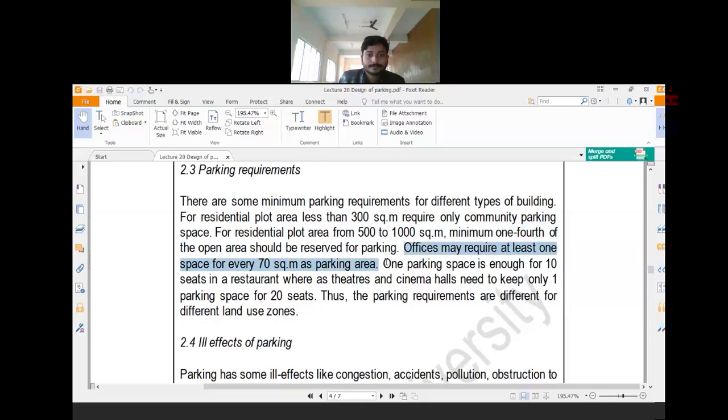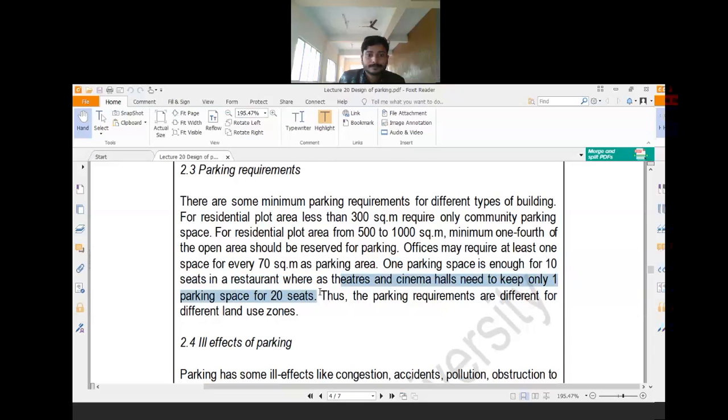Offices may require at least one space for every 70 square meter as the parking area. Suppose your office area is 280 square meter. So if it is 280 square meter, you need 4 parking spaces. Then one parking space is enough for 10 seats in a restaurant. Suppose in a restaurant there are 100 seats. So if 100 seats are there, you need to provide at least 10 parking spots.